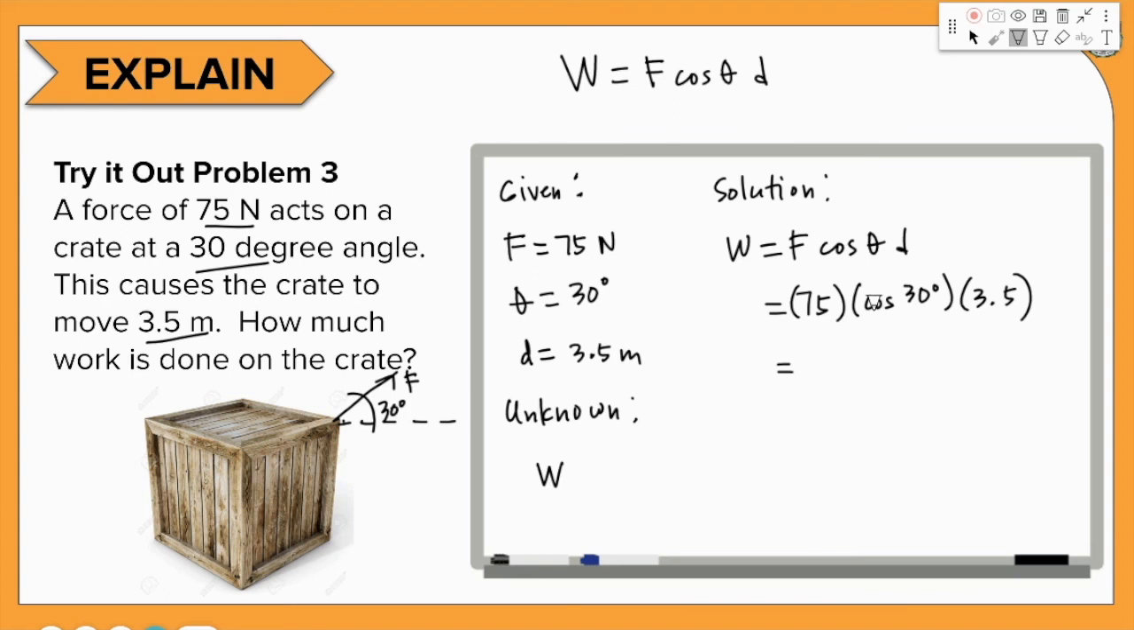Okay, so just using your calculator, that would just be 75 times, click on the cosine button, then 30. No need to put the degree symbol, times 3.5. Okay, and that will give us 227.33. Again, I'm rounding off to two decimal places, and the unit would be joules because this is work. And then I finally just box the final answer.